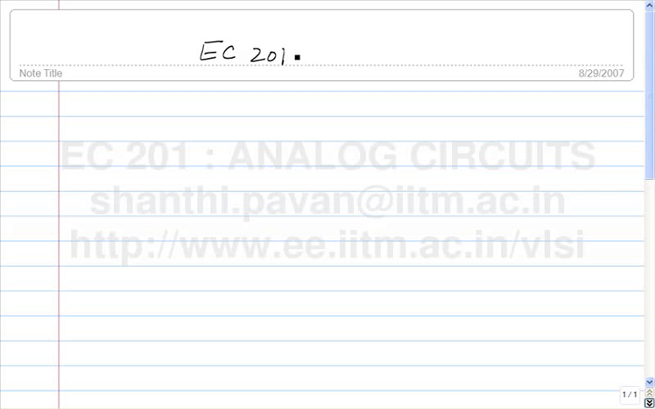EC 201, lecture 16. So far we have figured out ways of biasing a transistor so as to keep the operating point, which in other words is simply the quiescent current through the drain of the transistor, to be quite independent of the threshold of the device, and this was accomplished by the use of negative feedback. I think now the time is ripe to sit and study what this negative feedback is all about in a little more detail than we are used to.